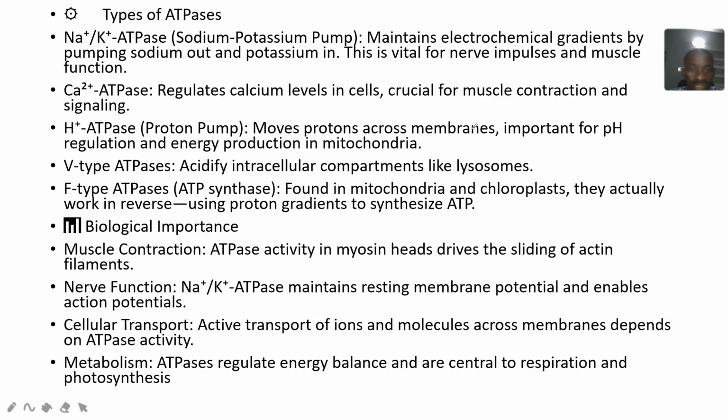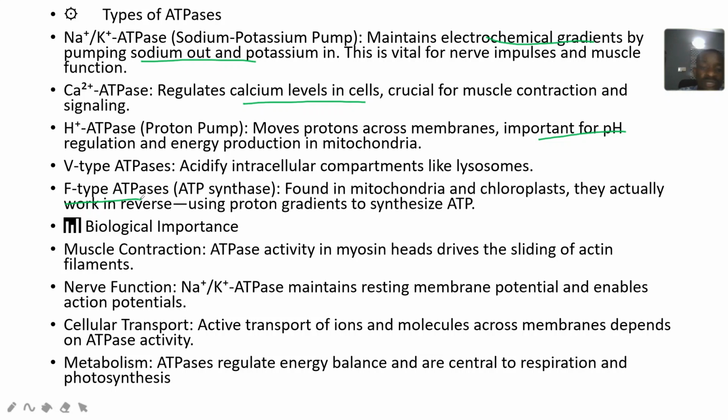So, types of ATPases. We have the sodium-potassium ATPase, which maintains electrochemical gradients by pumping sodium out and potassium in. We have the calcium ATPase, which regulates calcium levels in cells. It's very important for muscle activity. We have the hydrogen ATPase. That one is important for pH regulation. We have the V-type ATPase. We have the F-type ATPase.